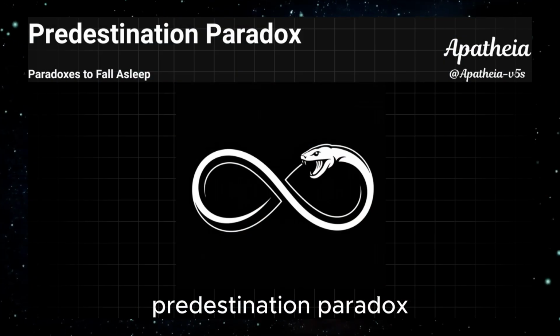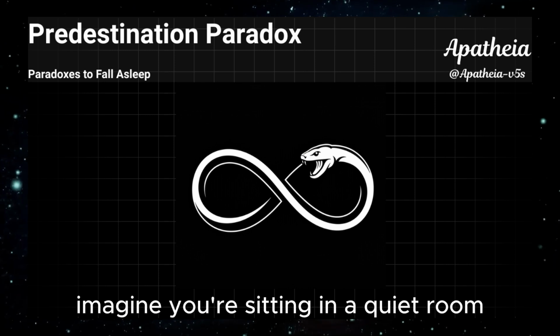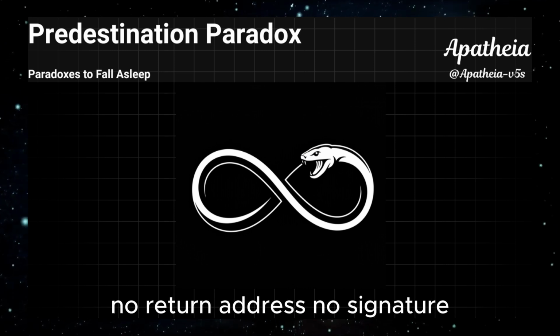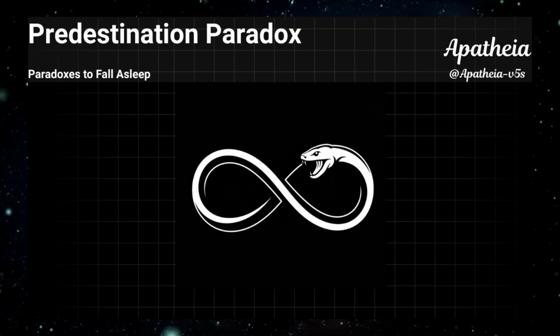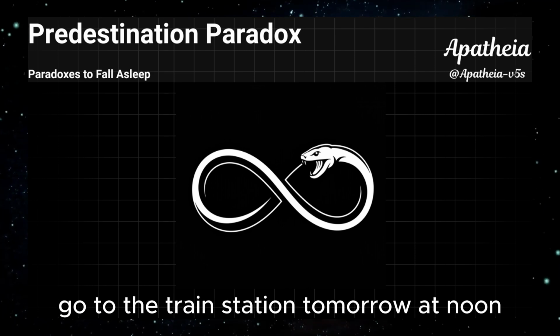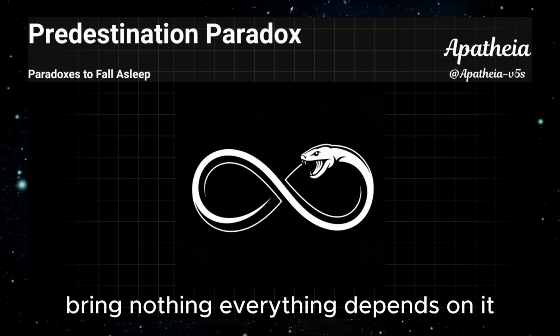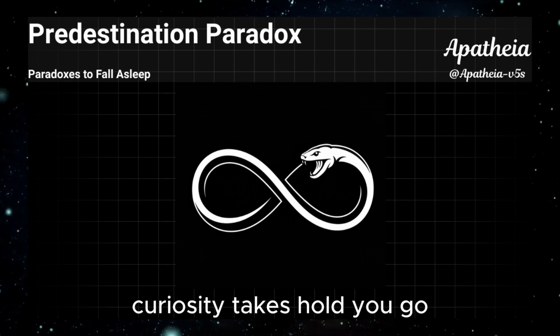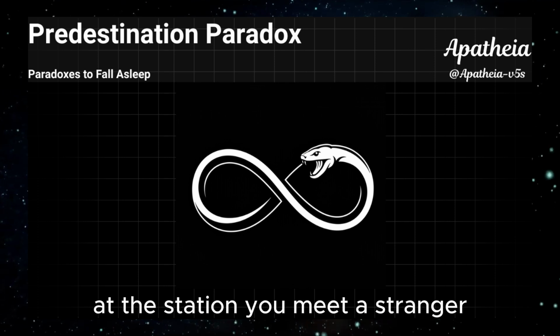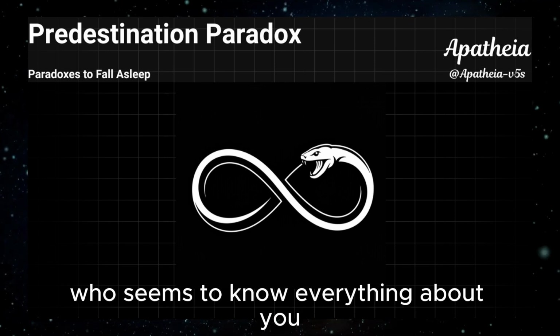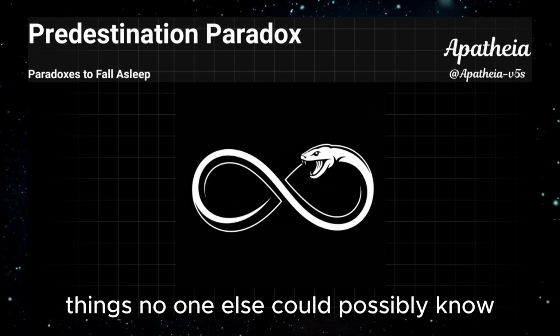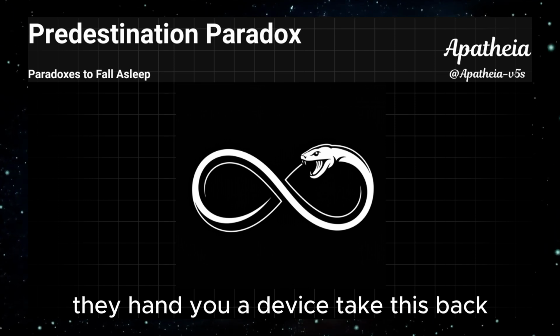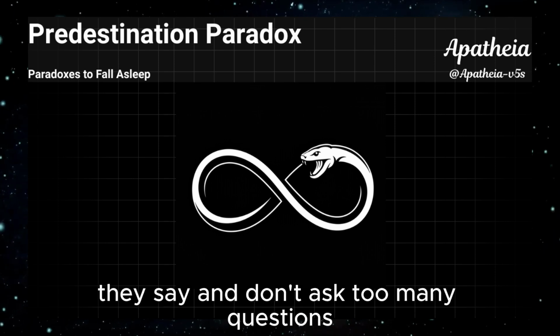Predestination Paradox. Imagine you're sitting in a quiet room when you receive a letter. No return address, no signature. Inside it simply says, "Go to the train station tomorrow at noon, bring nothing. Everything depends on it." Curiosity takes hold. You go. At the station you meet a stranger who seems to know everything about you, things no one else could possibly know. They hand you a device. "Take this back," they say, "and don't ask too many questions.